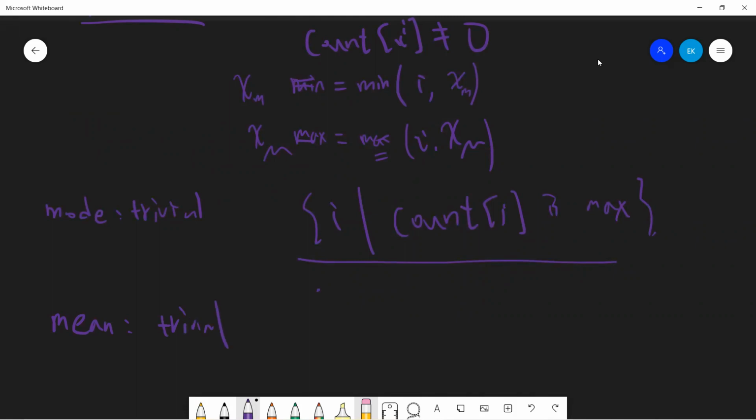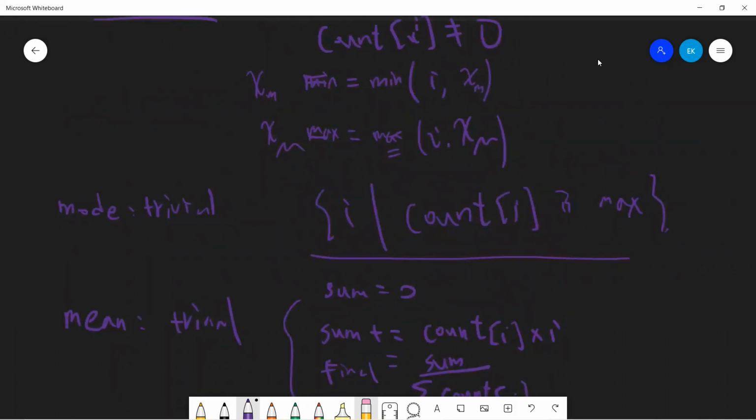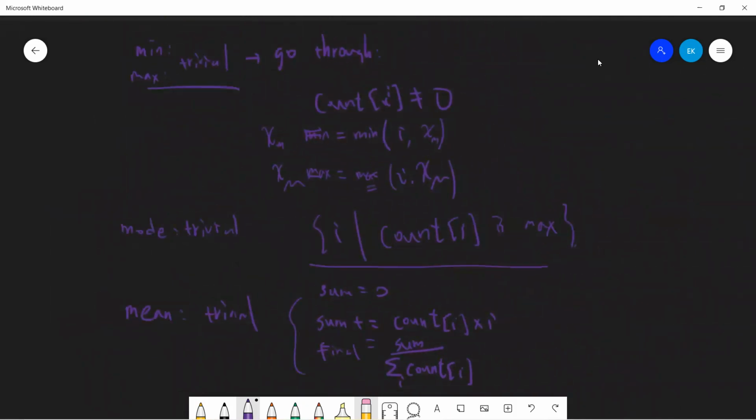And the mean is also trivial. I initialize my sum to be 0, and then I just add count[i] times i, and finally I divide the sum by the summation of count[i]. So the min, max, mode and mean can be computed directly with one for loop. It's O(n), so this is very simple.